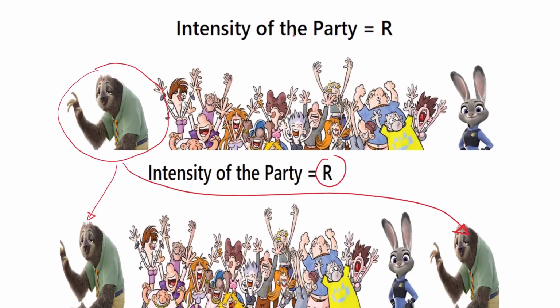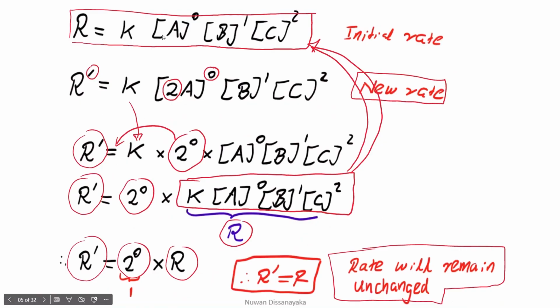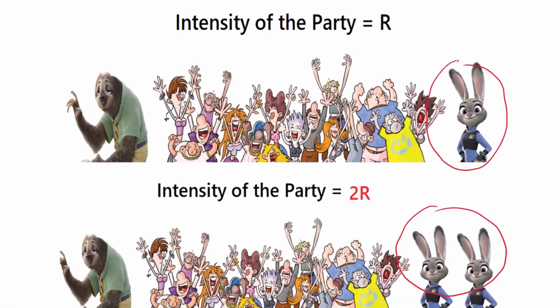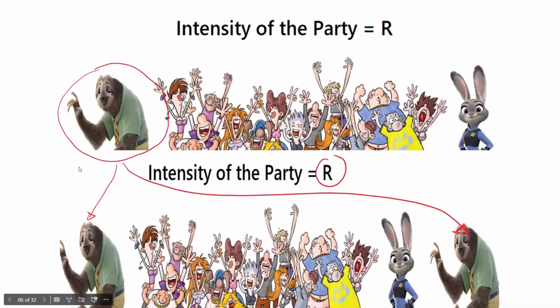That's how our reactant A looks in this reaction. It shows that even if you increase the concentration of A, nothing happens to the rate of the reaction. But there are some people like this Judy. If you clone them, what will happen? The intensity of the party also doubles, or it might be 4 times, 8 times, 10 times, because they make it so noisy. So some reactants are like that. But here, this reactant A is like this Flash.